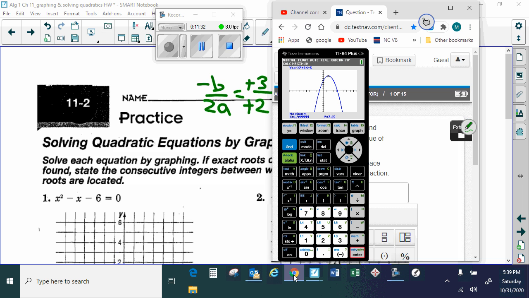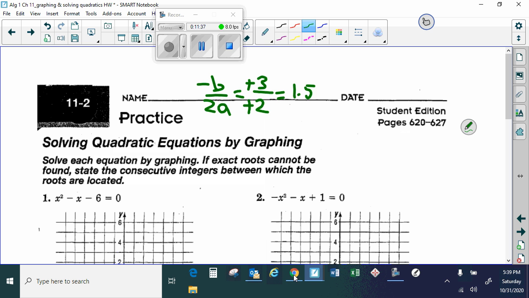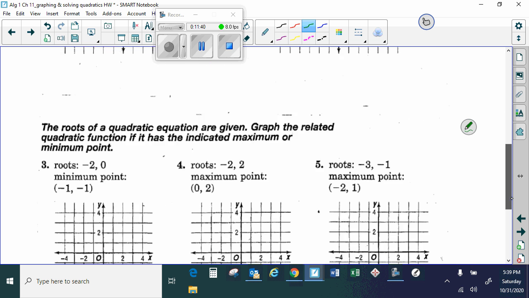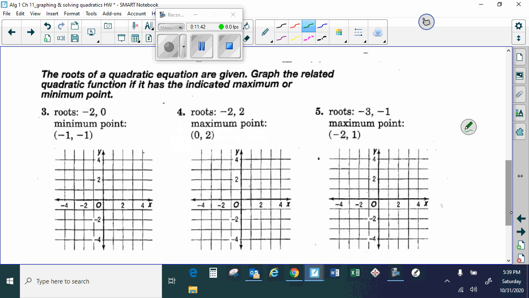All right. So let's go back, and we answered how to do those. Now let's go down to here. The roots, remember, another word for our solutions, our roots are zeros or x-intercepts. Now they're using the word root here. So again, you're practicing the different names of the same thing. The roots of the quadratic equation are given, negative 2 and 0. It's a minimum at (-1, -1). So that means that's the vertex. Okay, it looks like this.